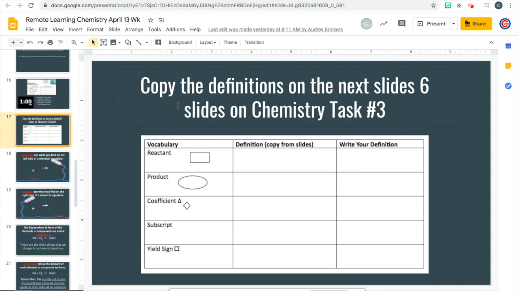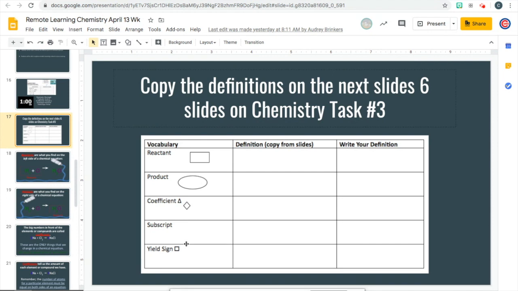All right, so now we have moved on to the definition portion of chemistry task number 3. It should look like this. We have all the vocabulary on the side. There is one tiny mistake I want you to notice: this diamond is actually supposed to be down here with the subscripts. That is my bad, so please keep that in mind as you go through this, okay?